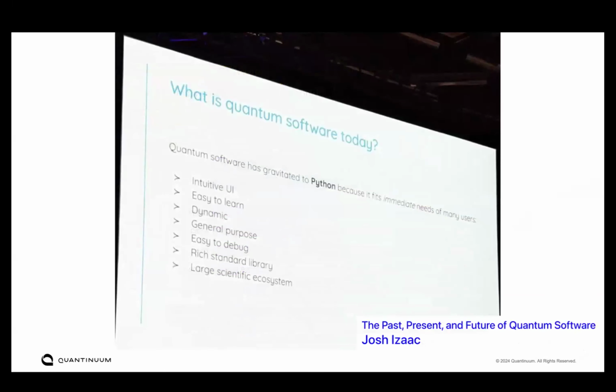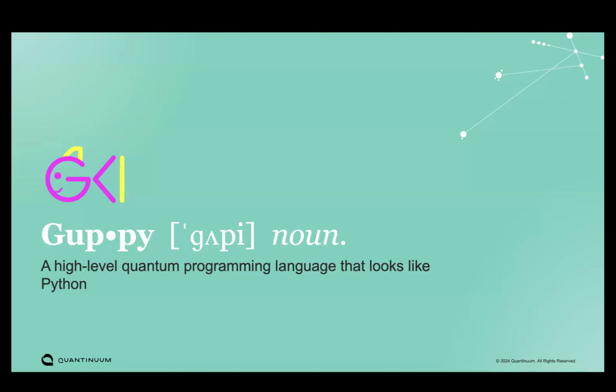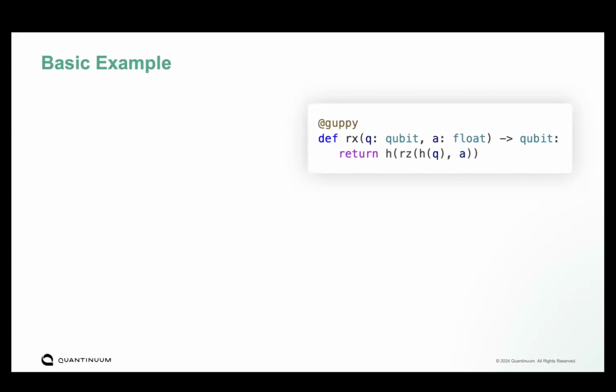Just yesterday, Josh gave a keynote and he listed out why people really love Python. And we agree. I would take issue with just one thing: the dynamic nature may not always be very safe. So let's see how Guppy maybe helps us in that direction a little bit. So what is Guppy? It's a Python-like language. It's a high-level quantum programming language, and it looks like Python. And more than that, it's embedded into Python. So let me show you some basic examples.